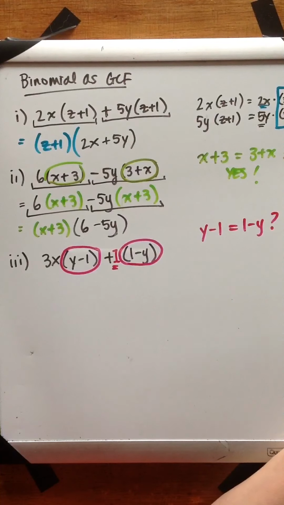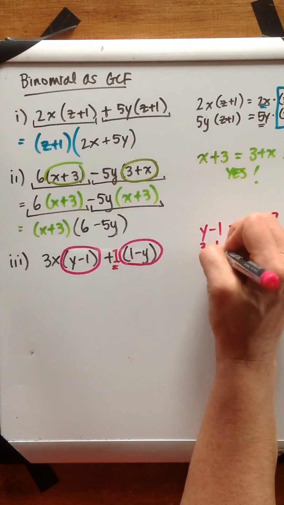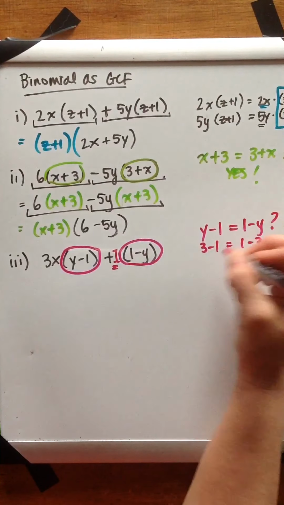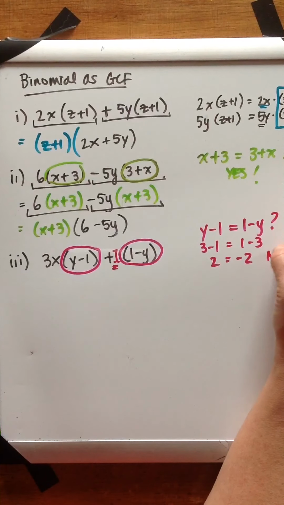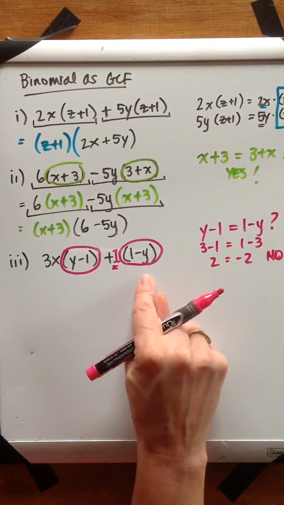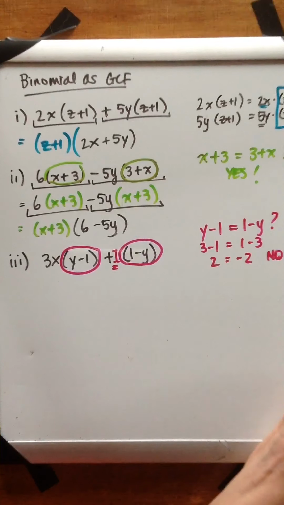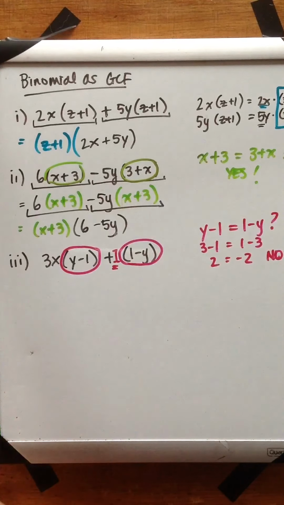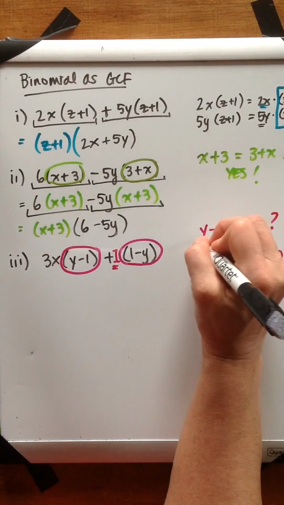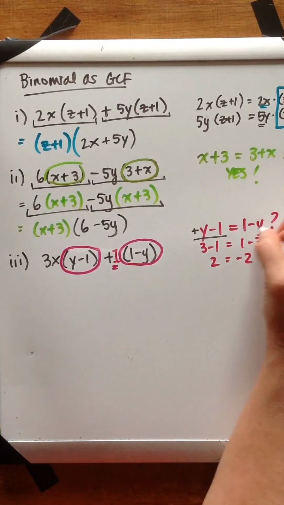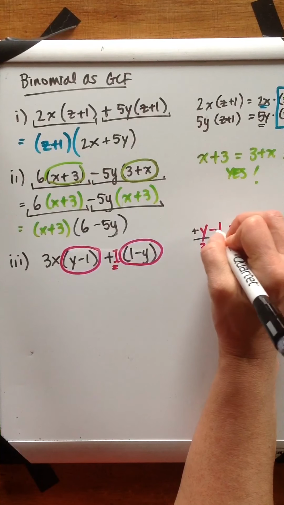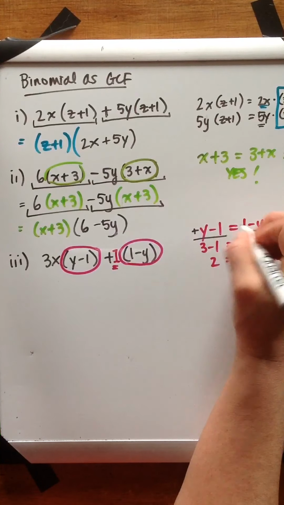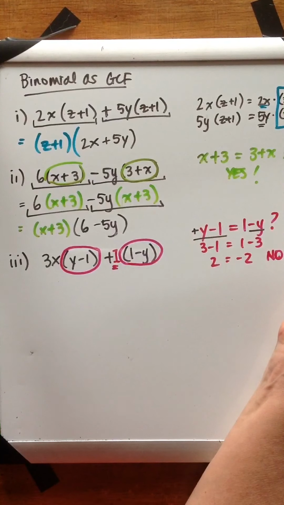Well, if we were to pick any value for y, let's say y equals 3, and sub it in, do we get the same answer on both sides? And the answer is no. So these two things are not the same, but they're awfully, awfully close. Their only differences are that in this side, the y is positive, and on this side, the y is negative. In similar fashion, the 1 here is negative, and here the 1 is positive. So they just have opposite signs.